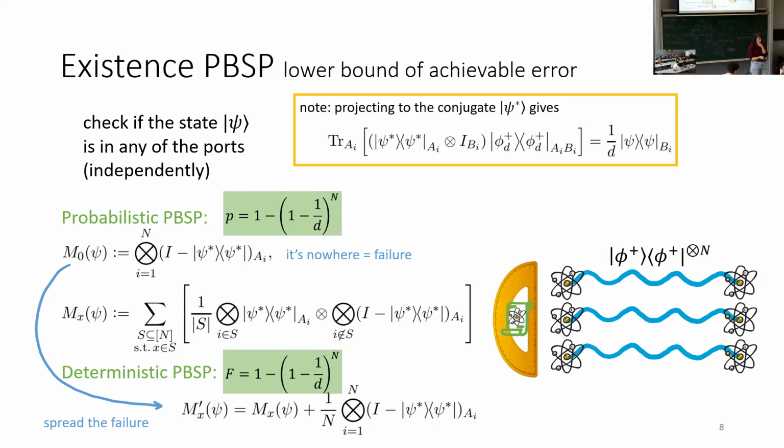Okay, so this is an existence result. But now we are going to look at how good we can make this port-based state preparation protocol. We looked at this in the case where the shared resources are EPR pairs. And the argument is very simple because it's just using non-signaling.